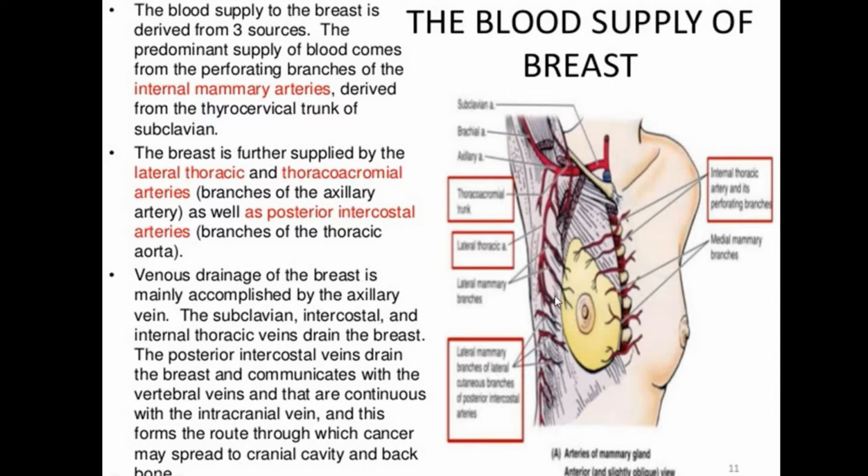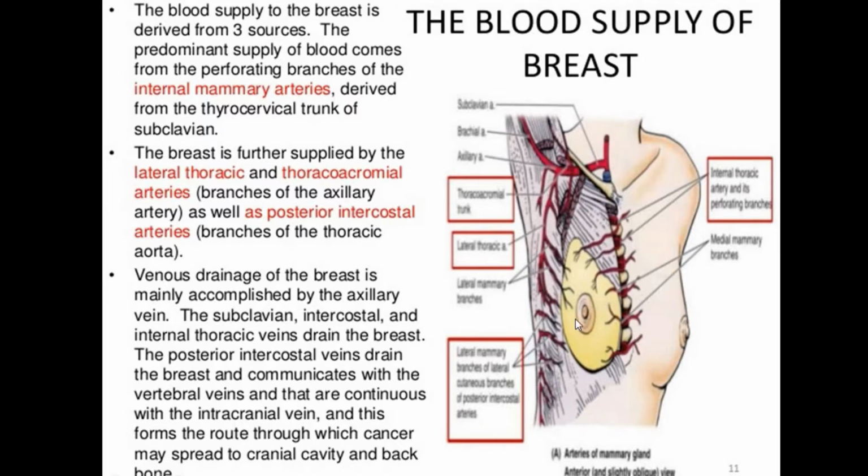So the venous drainage is more or less similar to the arterial supply. The medial part is drained into the subclavian vein through the internal mammary veins. The lower outer part is drained by the posterior intercostal veins. The upper part is drained by the subclavian and the axillary veins.